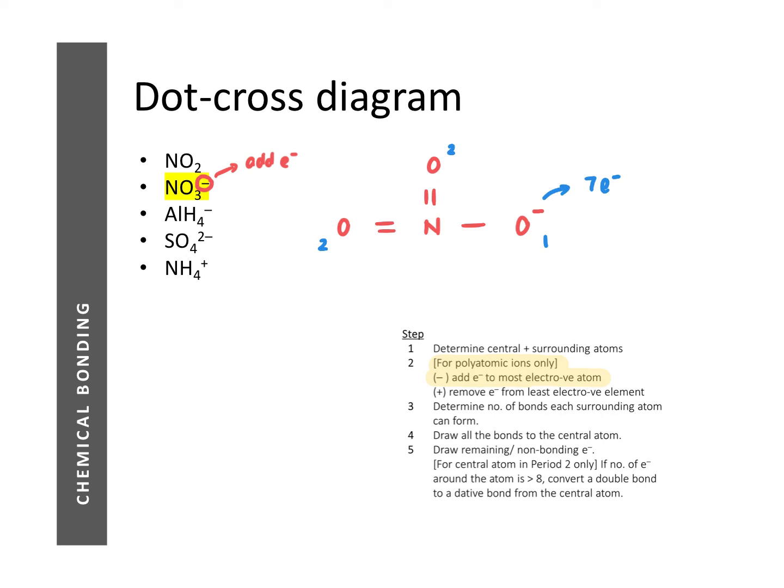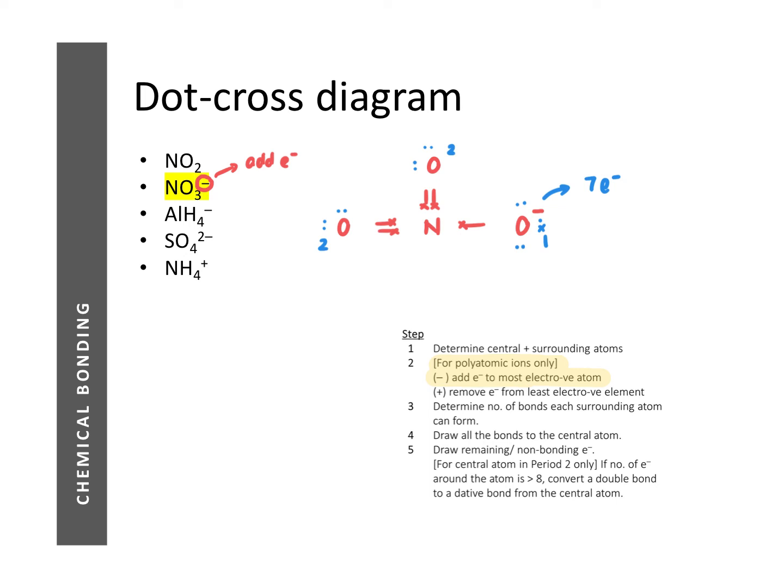And step number 5, draw the remaining electrons. For nitrogen, you will find that it has already shed all 5 electrons. For oxygen, we need to add in the remaining electrons. Over here, once again, we run into the issue where the central atom has more than 8 electrons. Is that acceptable? In this case, no, because nitrogen is in period 2.